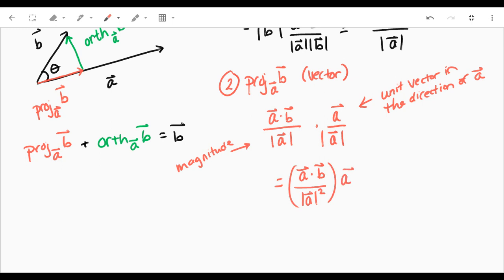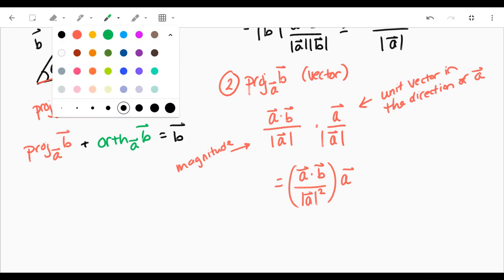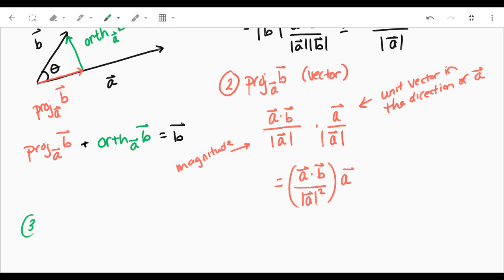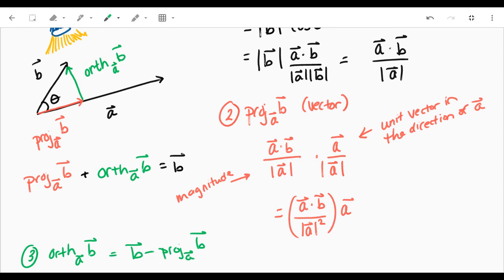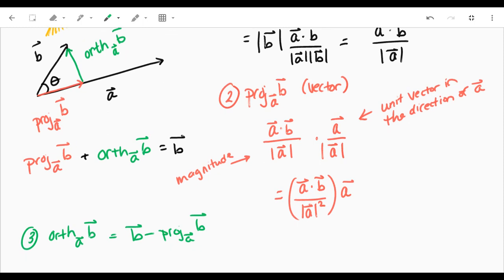Okay. And then the last thing is your orthogonal projection of B. Okay, and we just get that by subtraction. That's going to be B minus your projection onto A of B. Okay, that just uses that formula right above it. Okay, so that should get you going on your homework for vectors. And in the next video, we're going to do cross products.